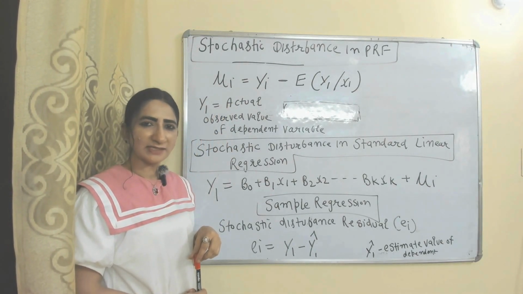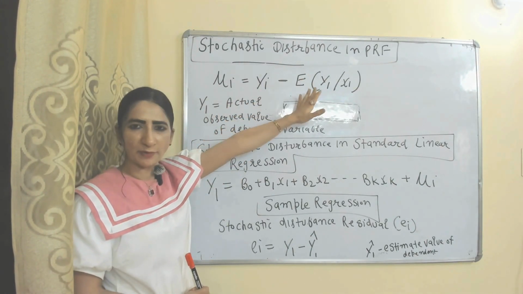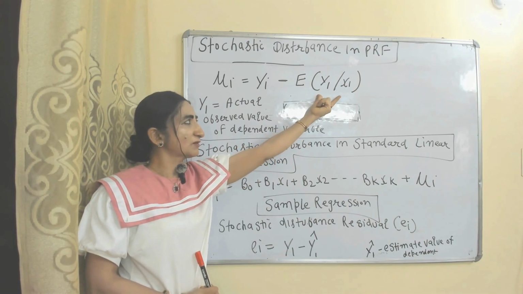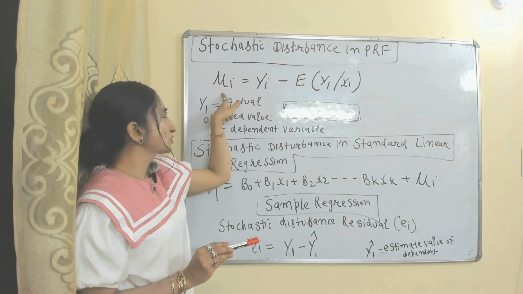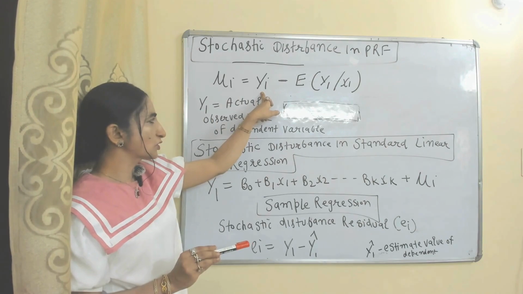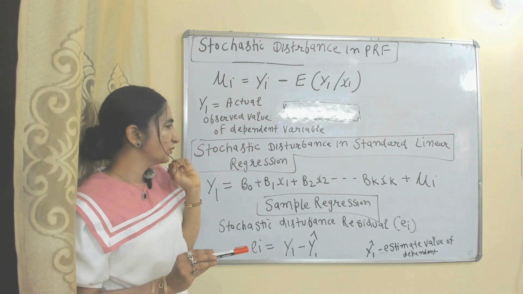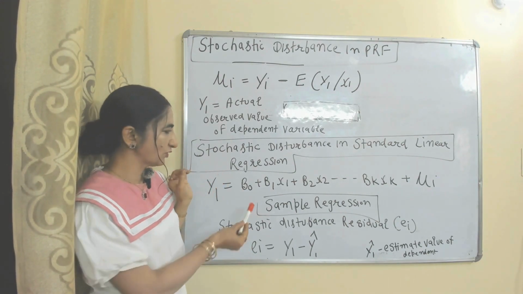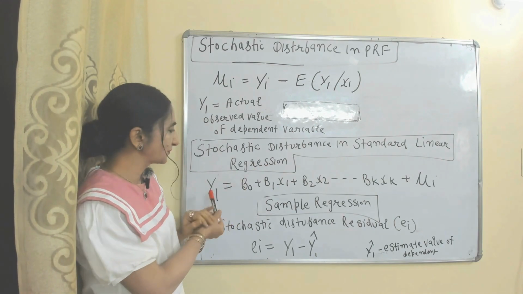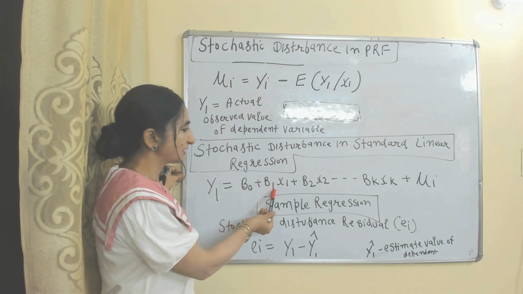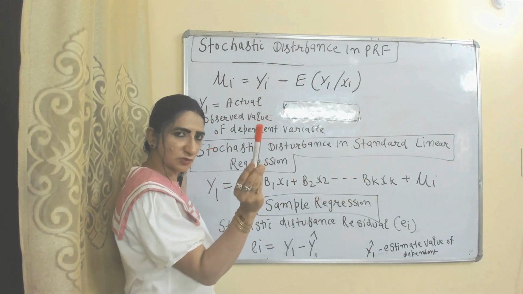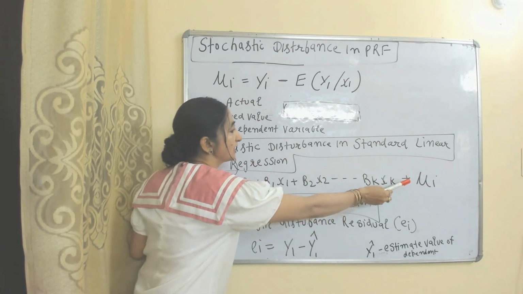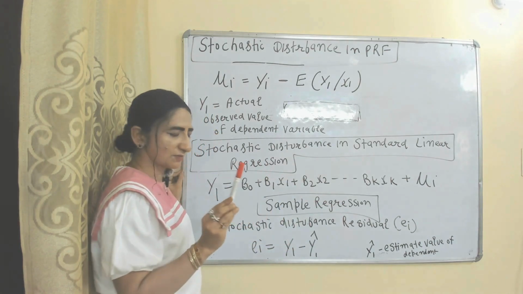Formula to calculate a stochastic disturbance in the case of the population regression function. We have already discussed the population regression function. That's why we already know about this. So, stochastic disturbance is equal to the actual observed value of the dependent variable minus the expected value. We can represent stochastic disturbance in the case of the standard linear regression model like this. We already know about all these terms: dependent variable, intercept, beta 1, beta 2 till beta k represent slope coefficients, x1, x2 till xk represent independent variables, and mu i represents the stochastic disturbance term.